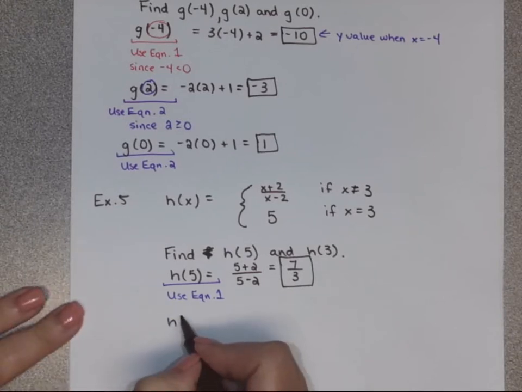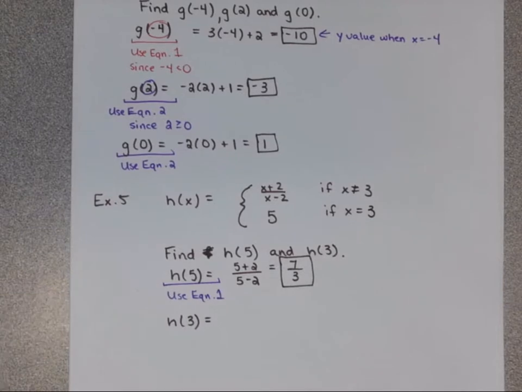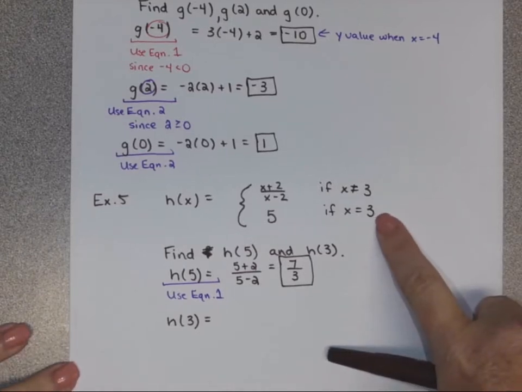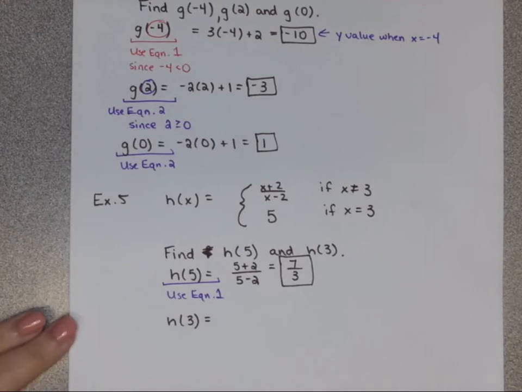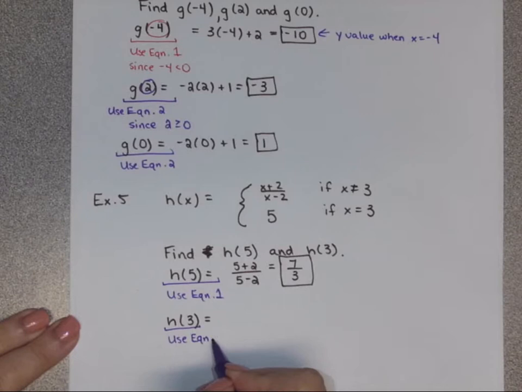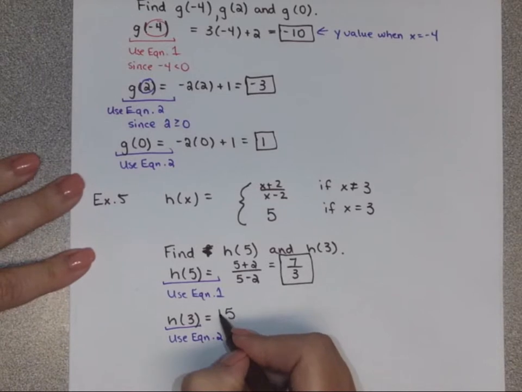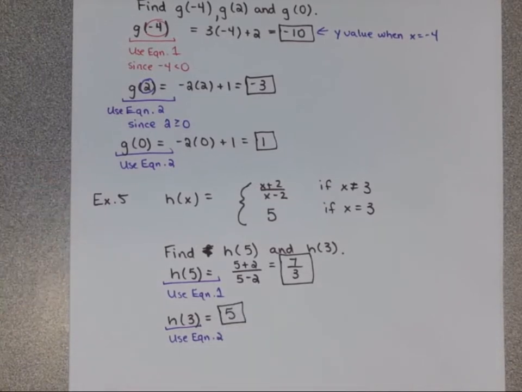All right, but what about h of 3? Remember, h of 3, when x is 3, is the only time we use equation 2, right? So if you look, notice we're here, right? X is actually equal to 3 this time, so we're going to use equation what? 2. And so there's not really much to equation 2. What's the answer when we're using equation 2 no matter what? The answer is just 5. It's not like you multiply 5 times the number, it's just the answer is 5. Okay, there's no variable there, so there's nothing to plug in really.